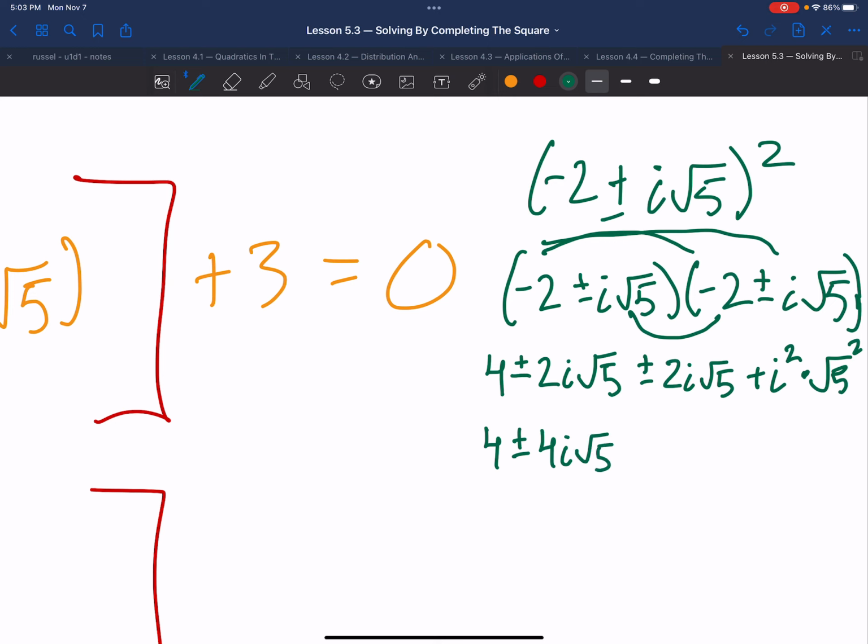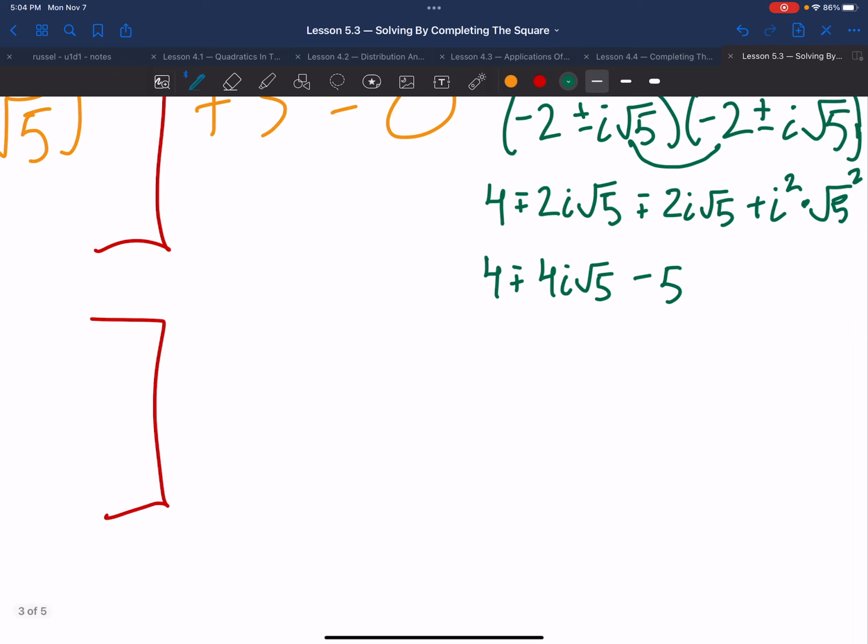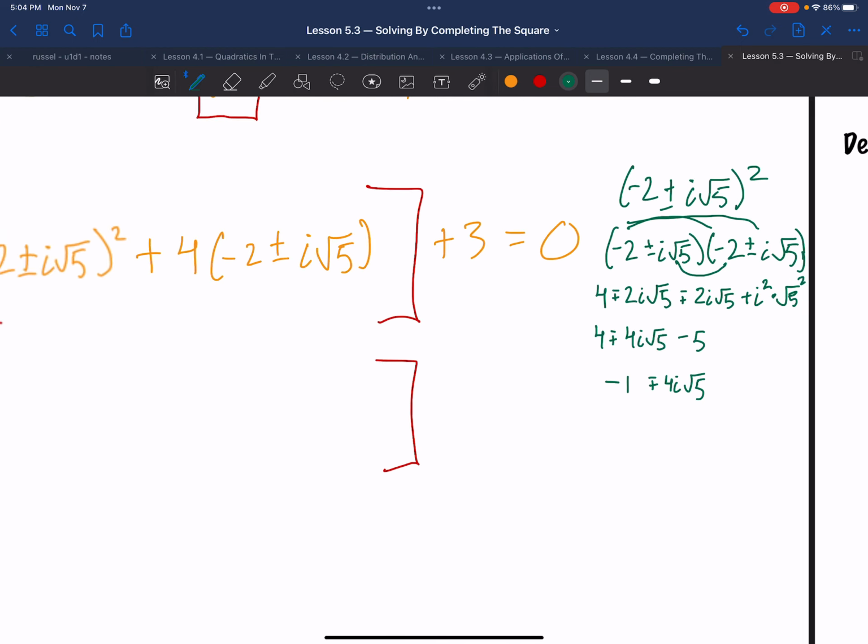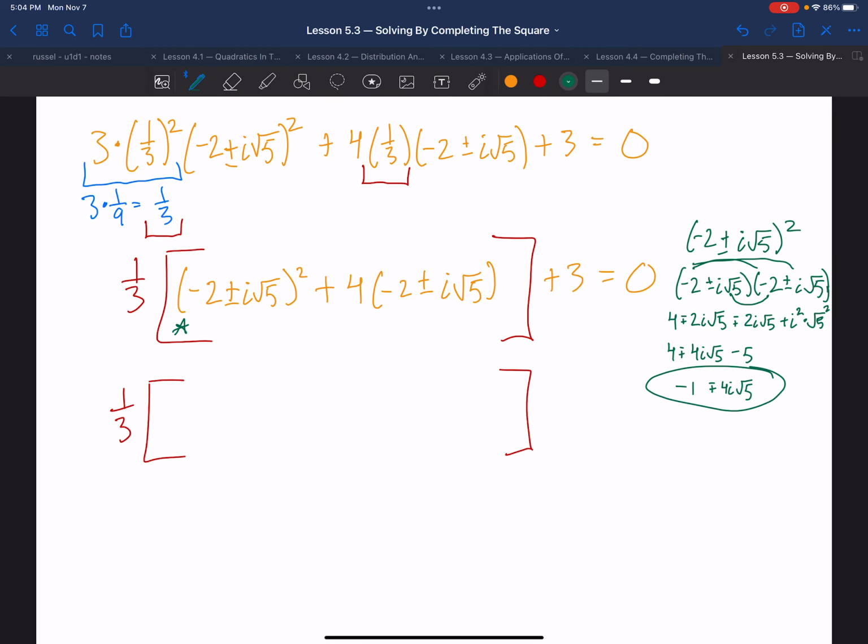You know, it would be better to rewrite this as minus or plus. That would be more logically consistent, minus or plus, and this will be minus or plus. And then i squared is -1, and root 5 squared is 5, so this is like saying minus 5, which actually just simplifies down to -1 minus or plus 4i root 5. I'm going to circle that.